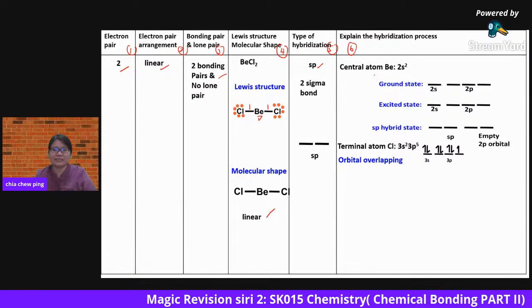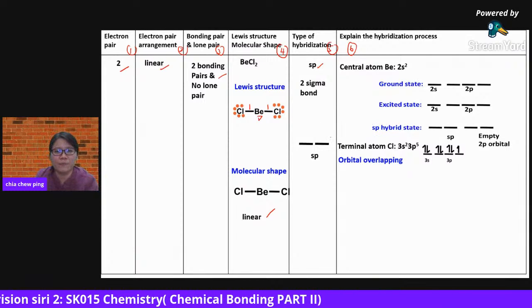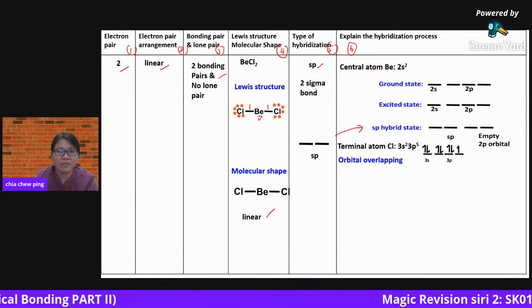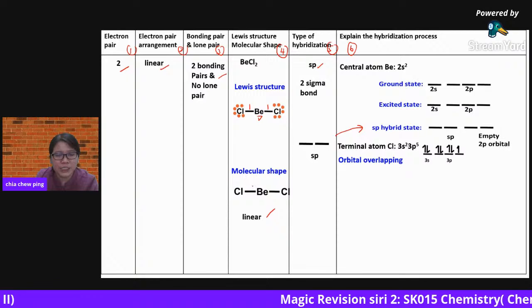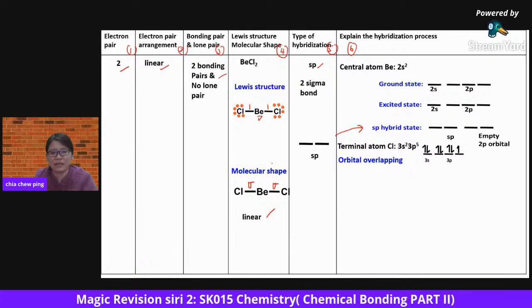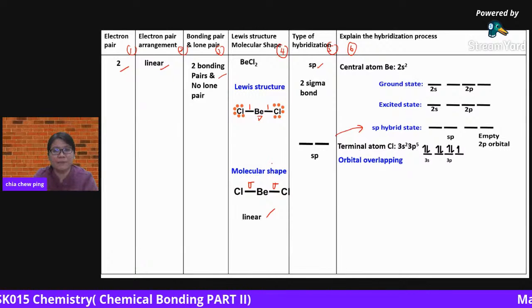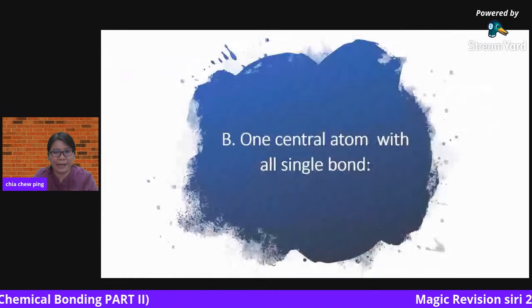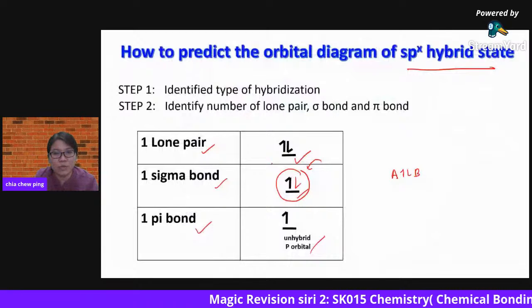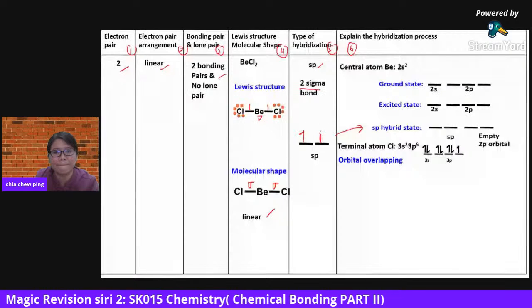Before I start the ground state, excited state, and sp hybrid state, I will predict my answer at the sp hybrid state first. How to predict? You can check your molecular shape. This is a sigma bond. As I told you just now, a sigma bond must provide one unpaired electron. So two sigma bonds means I must prepare 2 unpaired electrons.